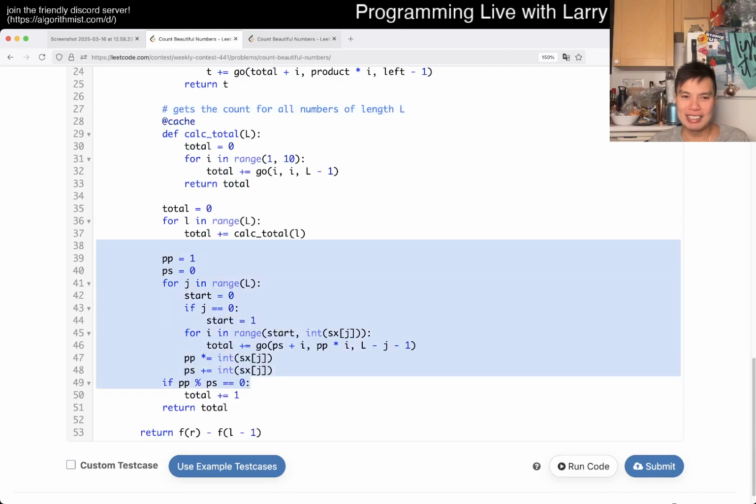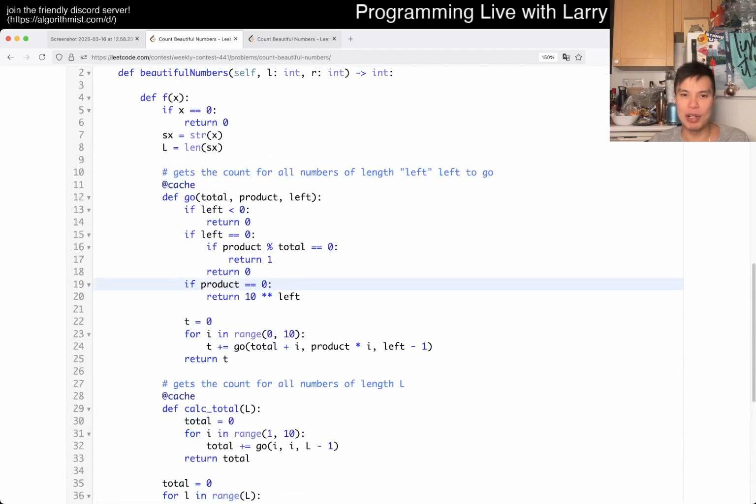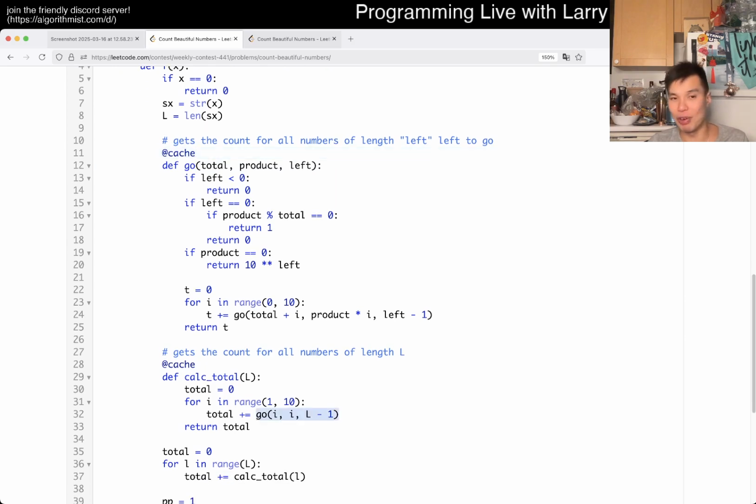And then this is the case that is a little bit tricky, but we'll go over it here, right? So here, this calls this thing, which we'll go over now, but it gets the count of all numbers of length left to go, right? Meaning that, okay, you still have left number of digits to resolve. This is the current total. This is the current product of the digits that we already did. And then we try to get the number of counts, right? So how do I do this?